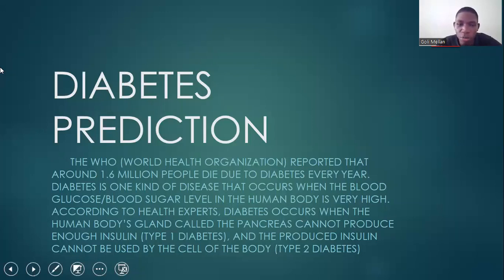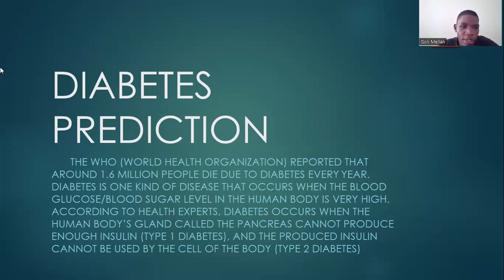First of all, I'm trying to build an AI and machine learning model to predict this disease, diabetes. That's why you see here it's diabetes prediction. For a brief introduction of this disease, the WHO reported that over 1.6 million people die due to this disease every year. So how does this disease come about?